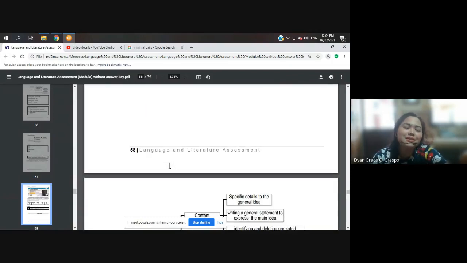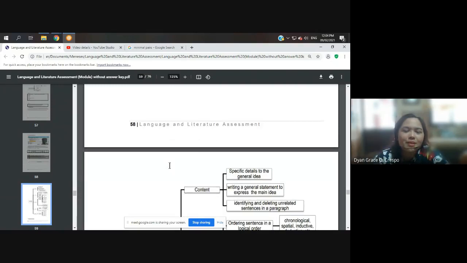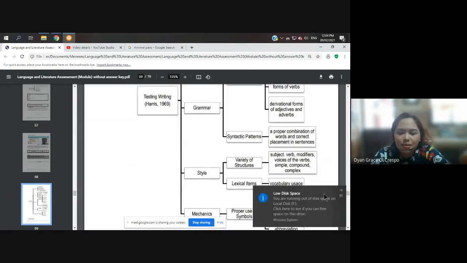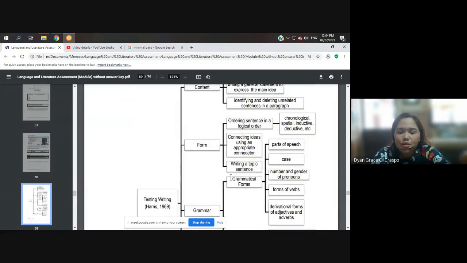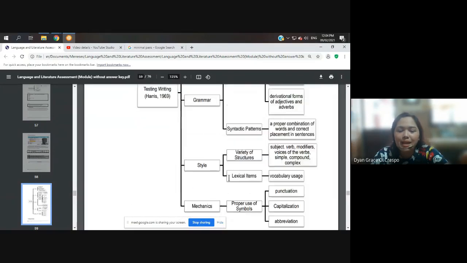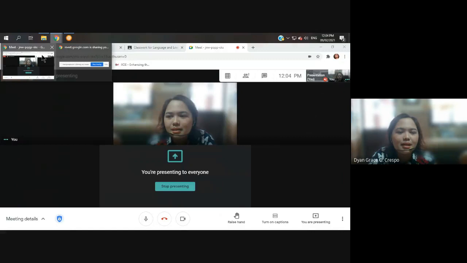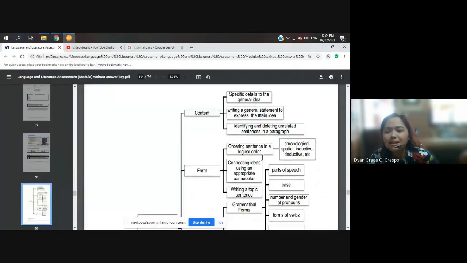So writing is actually good because we always write, we need to write. So here are some things to consider in testing writing. Number 1 is content, number 2 is form, grammar, style, and mechanics. So when we test content, we are looking for specific details to the general idea, writing a general statement to express the main idea, and identifying and deleting unrelated sentences in a paragraph. So when we test the content, we are looking for the ideas. We are looking for the main ones. Okay?